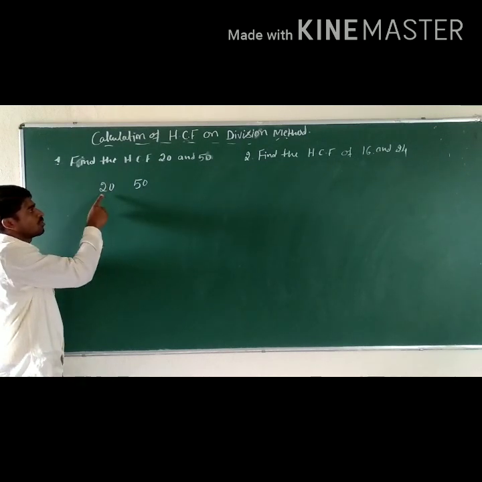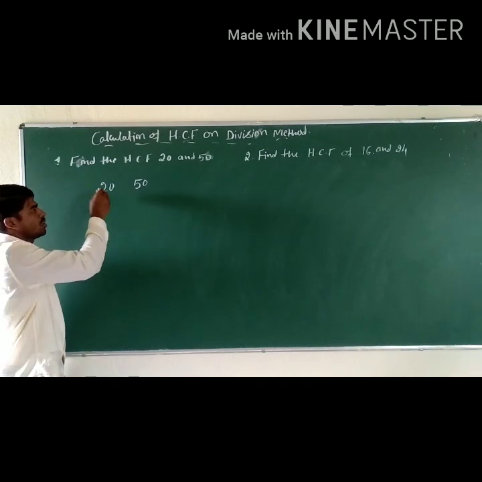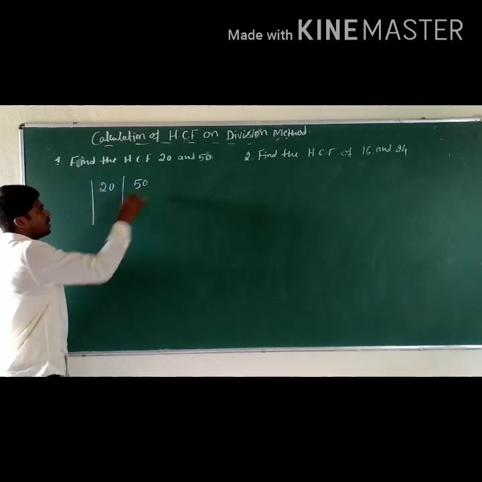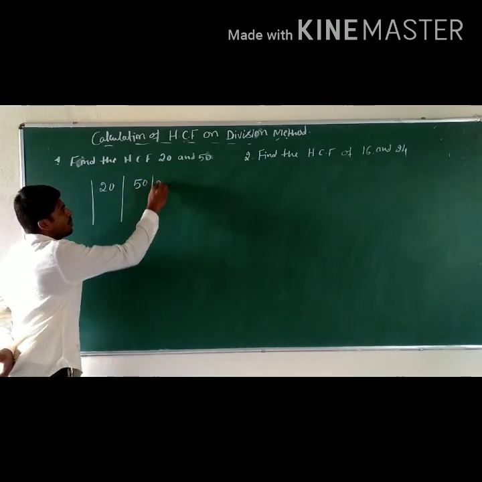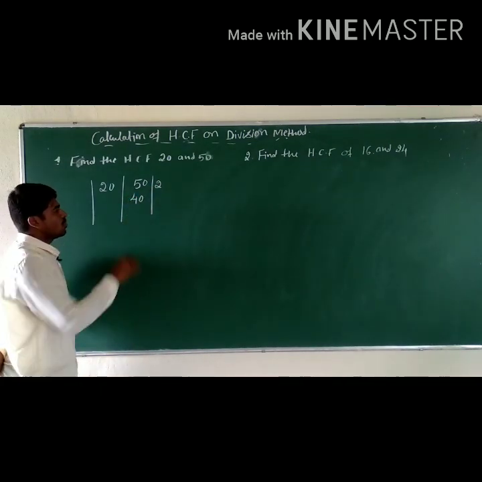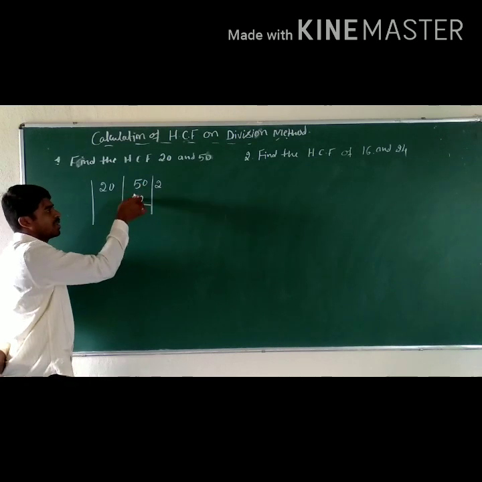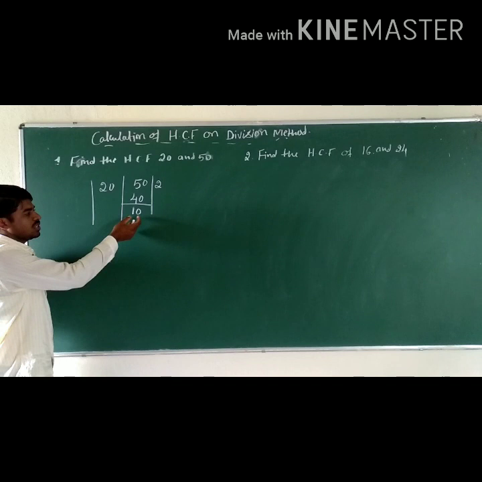In this problem, the lowest value is 20 and the highest value is 50. With the help of 20, we divide 50. 20 twos are 40. Now, what is the balance? 50 minus 40 gives 10. The balance we get is 10.